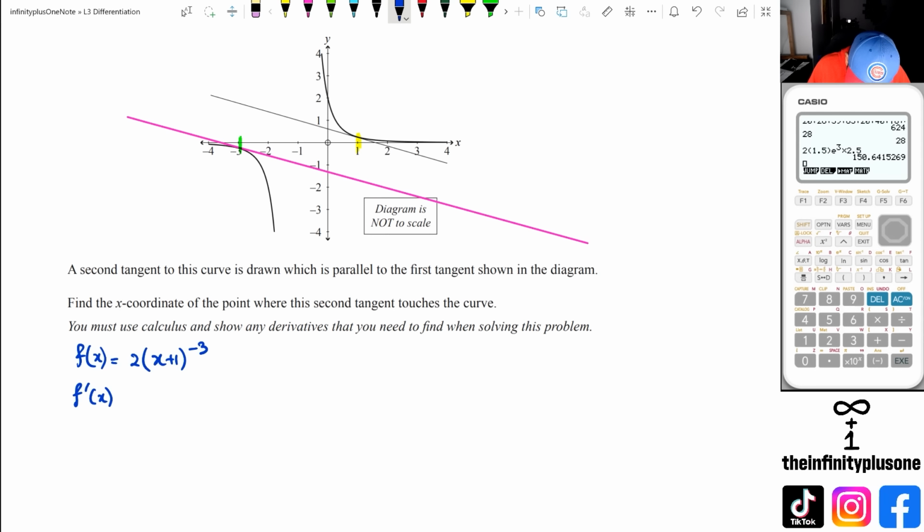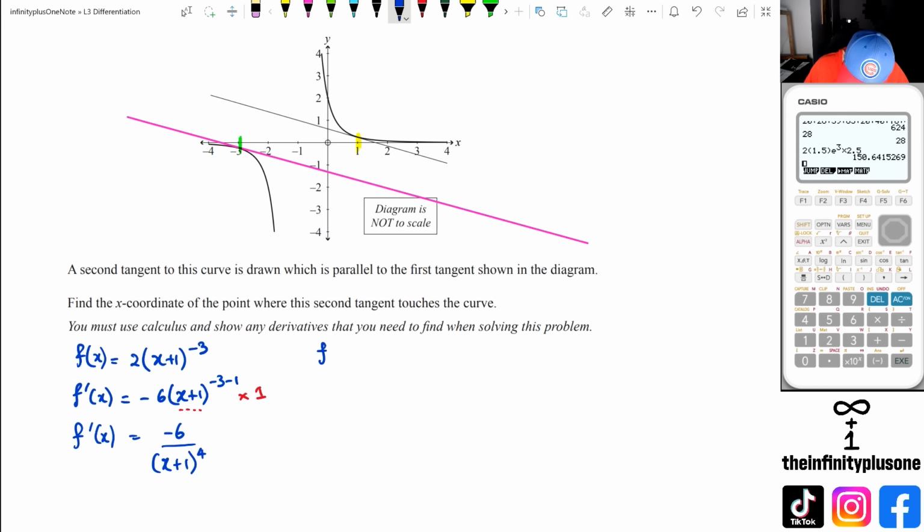So using the chain rule, I've got f dash of x is equal to, what have we got? We've got negative 6, so that's going to be negative 6 (x plus 1) to the power of negative 3 take away 1. And I've got to multiply by the differentiation of whatever's inside the bracket. Luckily in this case it's just 1. So then f dash of x equals negative 6 over, because it's negative 4, I'm going to bring it down to the denominator to make it positive 4. So I've got (x plus 1) to the power of positive 4. So this is the gradient function.